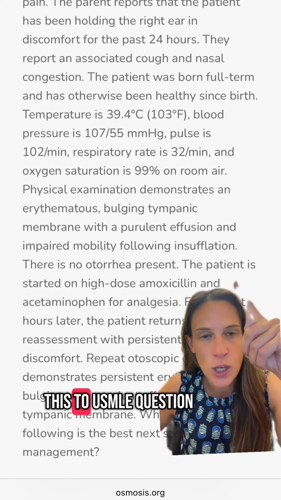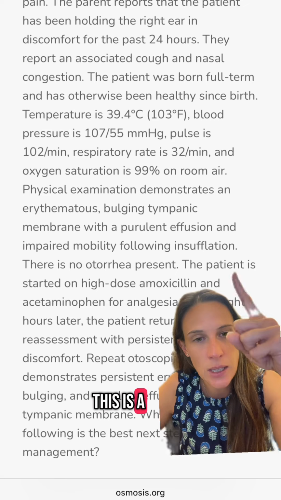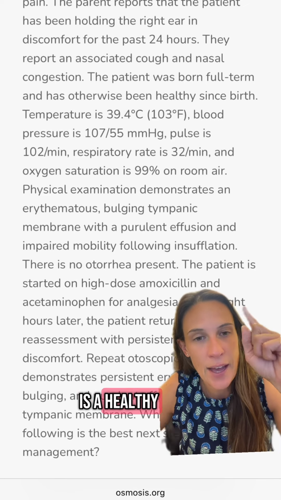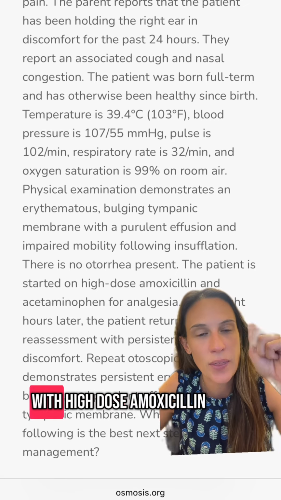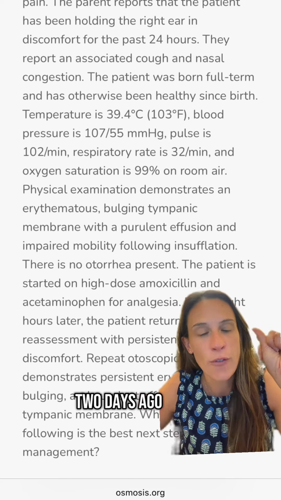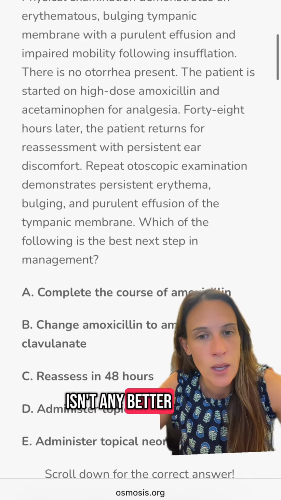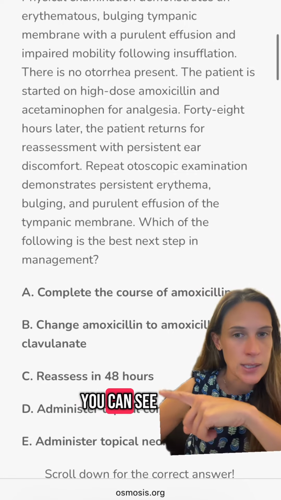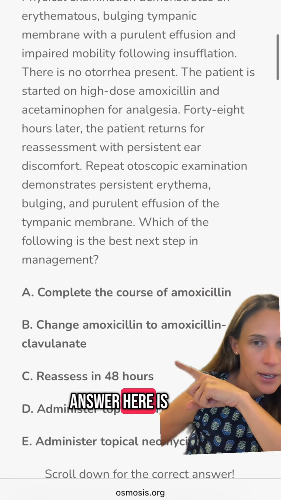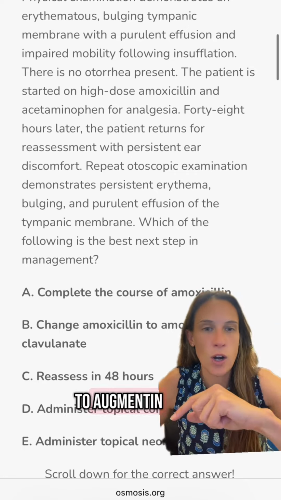And then compare this to a USMLE question. This is a long-winded stem, but essentially it is a healthy 3-year-old who was treated with high-dose amoxicillin 2 days ago for acute otitis media, is being seen back in the office and isn't any better. So the question is, what do you do next? You can see the choices. Your answer here is change from amoxicillin to Augmentin.